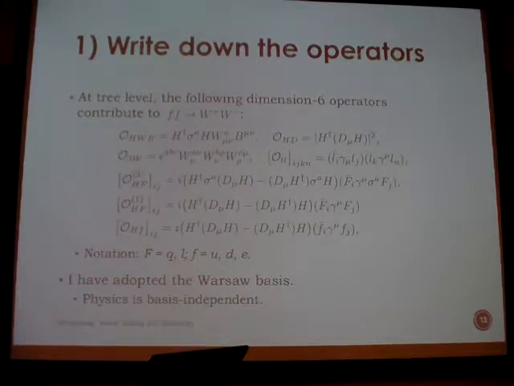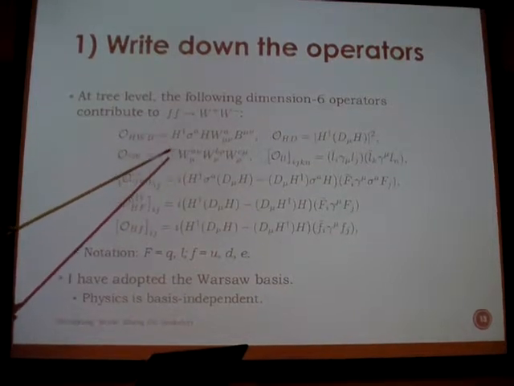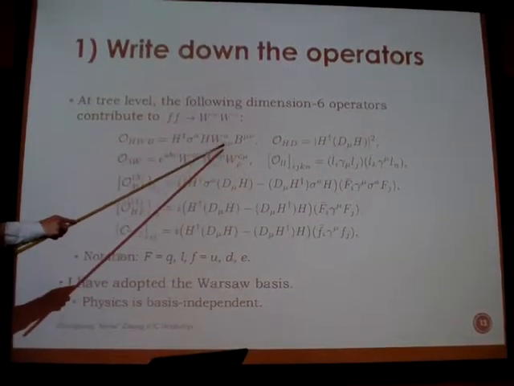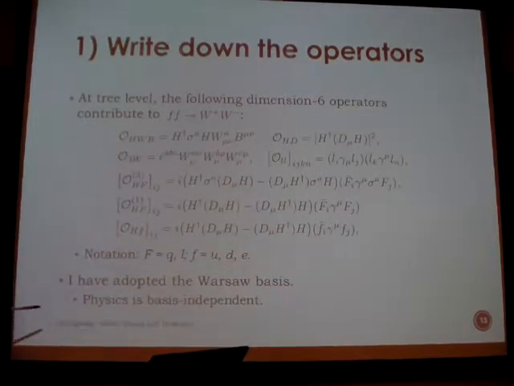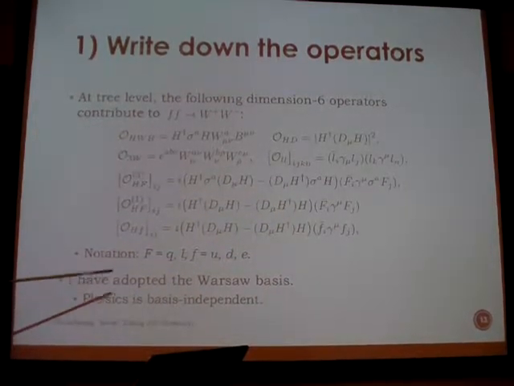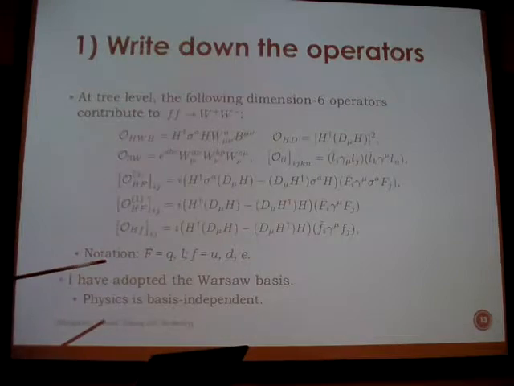So first, let's write down the operators. We'll work at the dimension 6 level, and here are the operators that can contribute to W pair production at tree level. You can see that some of these involve the Higgs field and the gauge fields, and some involve the fermion field as well. As a technical note, I have adopted the Warsaw basis, but of course, physics is basis independent, and the conclusion will be the same in any other basis.